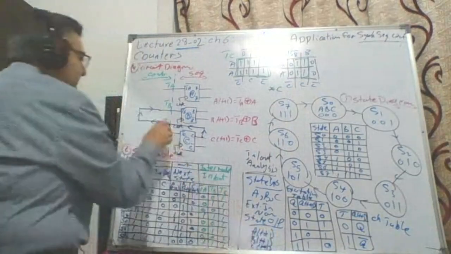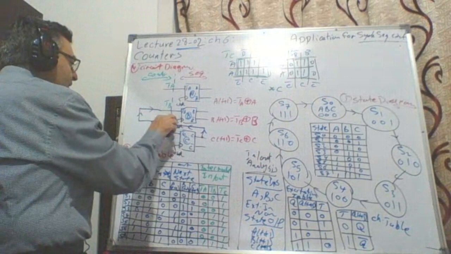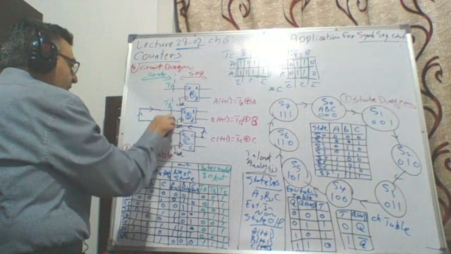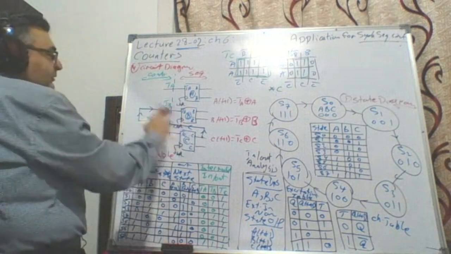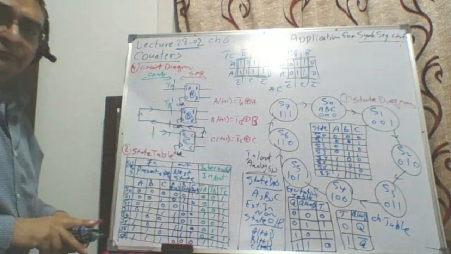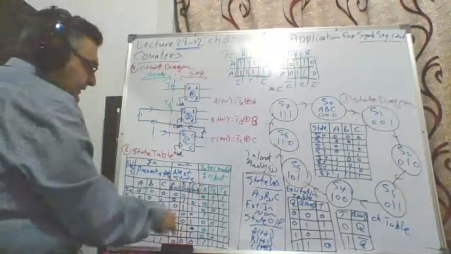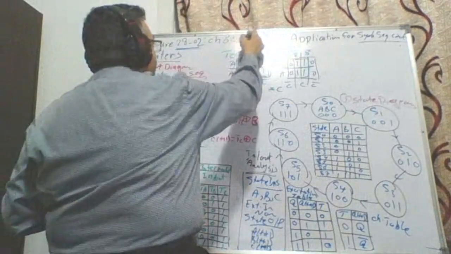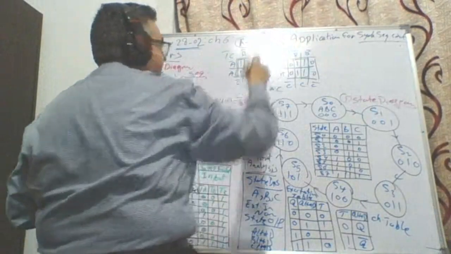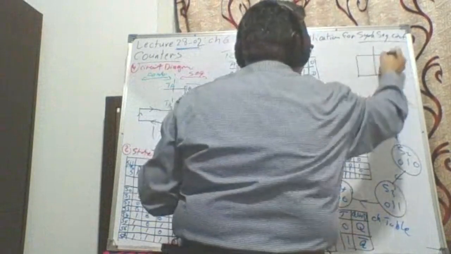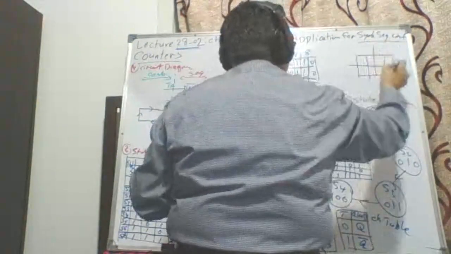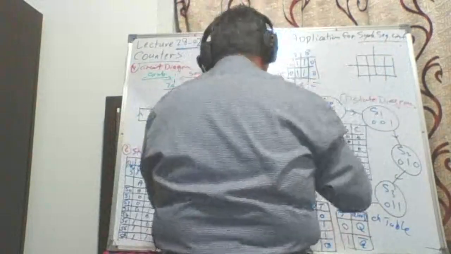So TC is connected to 1. TB is connected to C. Agree? Lastly is TA. Another K map. Here I'm using the K maps. The last K map is for the last one, which is TA.